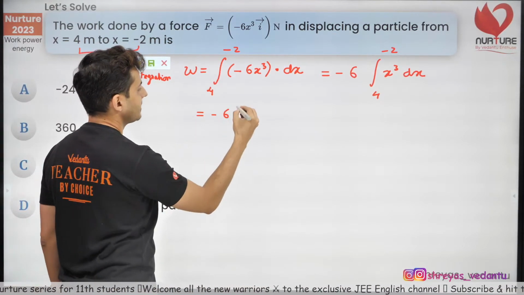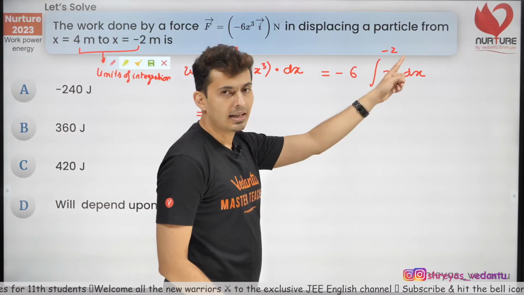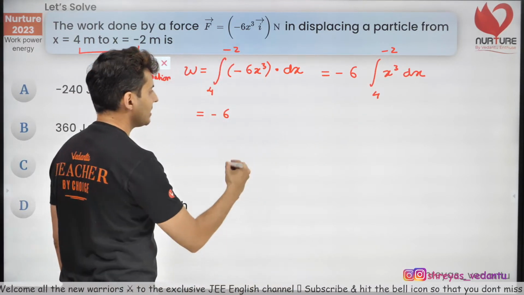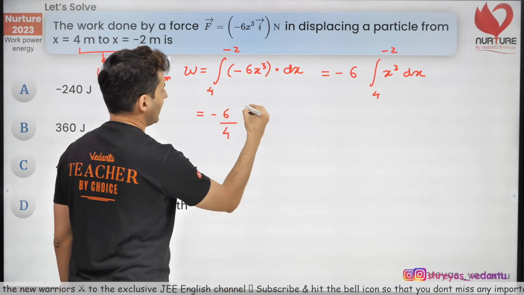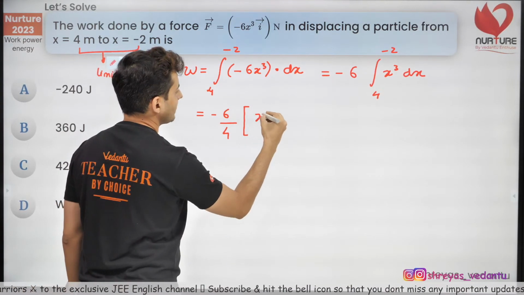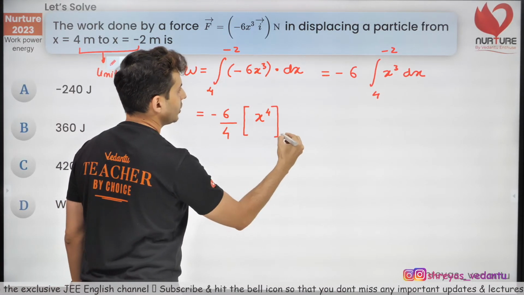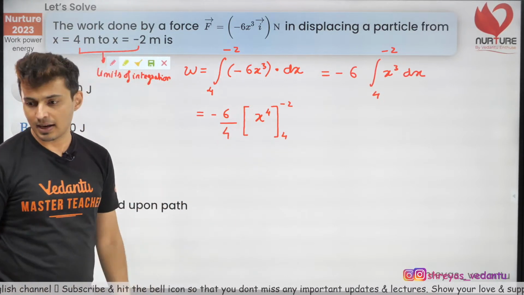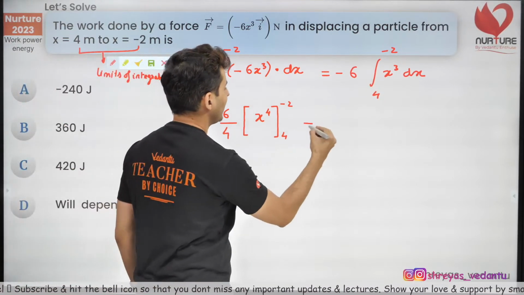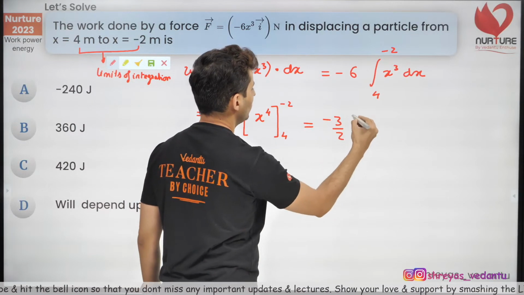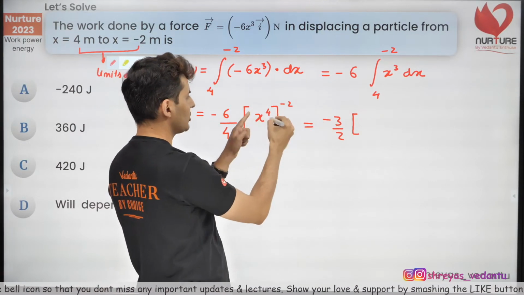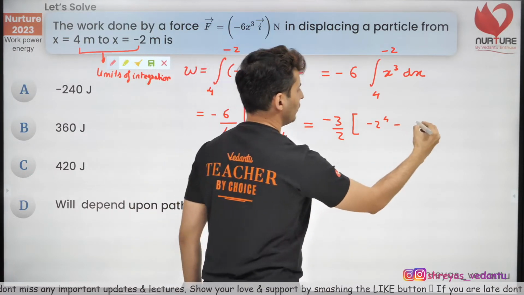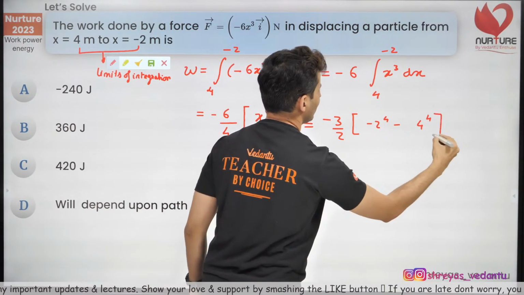Now let's do this. So this will be -6. X cube's integral is x raised to 3 plus 1 upon 3 plus 1. What is 3 plus 1? That is 4. And I'll be left with just x raised to 4, and I'll put the lower limit here and the upper limit here. I hope this makes sense, everyone. Next up, -6 by 4 is nothing but -3 by 2. So first put -2. So it will be -2 raised to 4 minus 4 raised to 4.